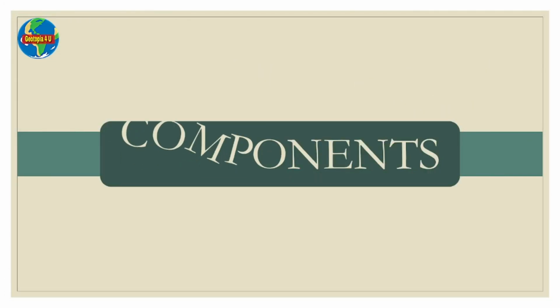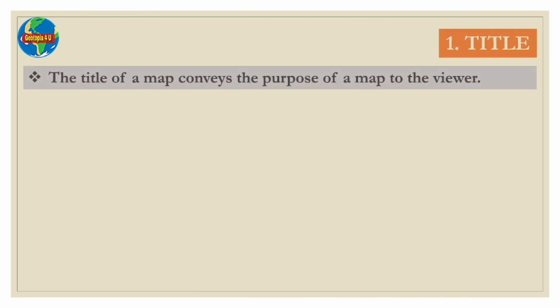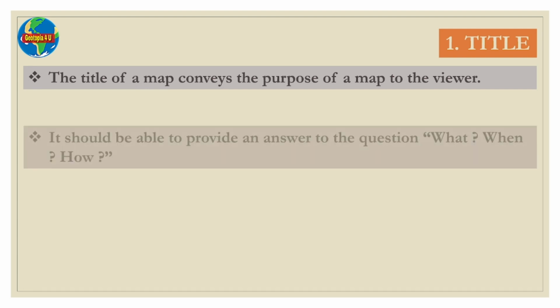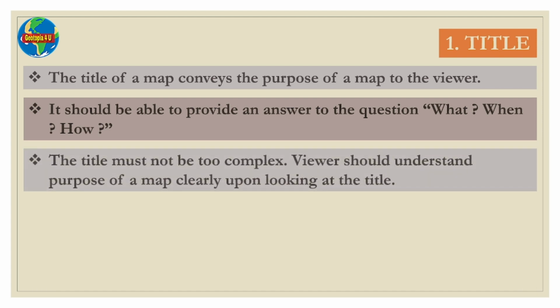Now, we shall have a look at the various components of an ideal map. Number 1. Title. The title of a map conveys the purpose of a map to the viewer. It should be able to provide an answer to the question what, when, how. The title must not be too complex. The viewer should understand the purpose of a map clearly upon looking at the title.